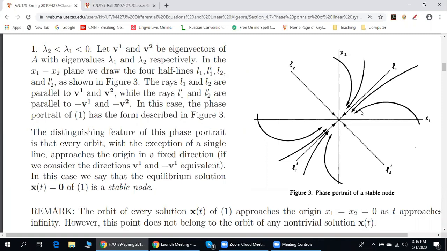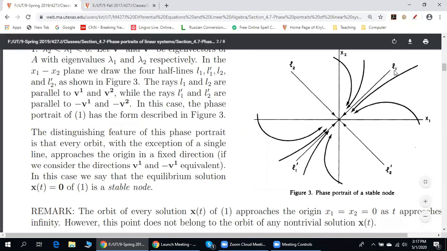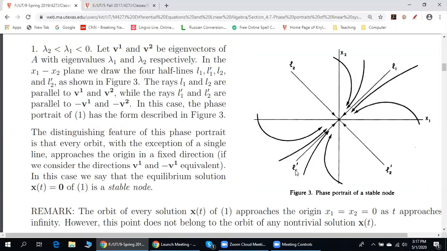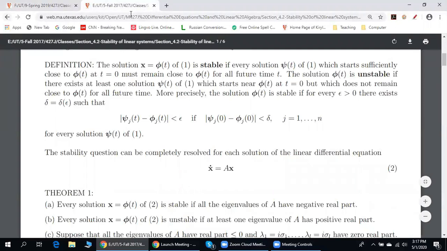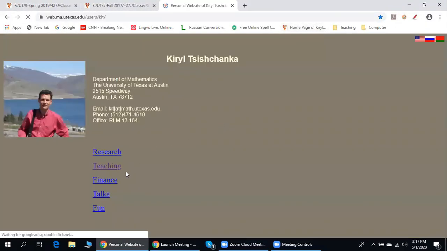Other questions? So L1 and L2 are orbits? Yes. L1, L2, L2 prime, L1 prime are orbits. Okay. Other questions? What does an orbit mean again? Yes, an orbit is the following. Please take a look at this. Once again.